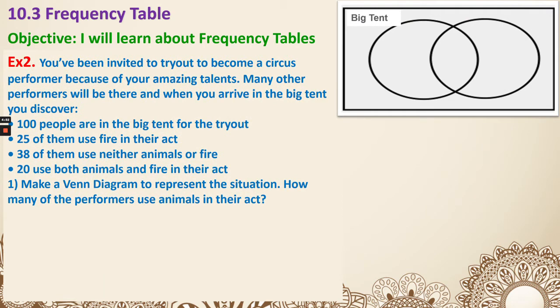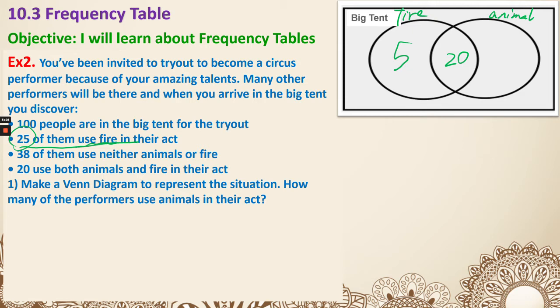100 people are in the big tent for the tryout. 25 of them use fire in their act. The key is it says use fire, it doesn't say use only fire. So 20 use both animal and fire. Let's say the left circle represents fire, and the right circle represents animal. Then the middle part is the overlapping part. That's the 20. If that's 20, 25 in total are going to be in the left circle for fire. We have an extra 5 in the part that's not shared.